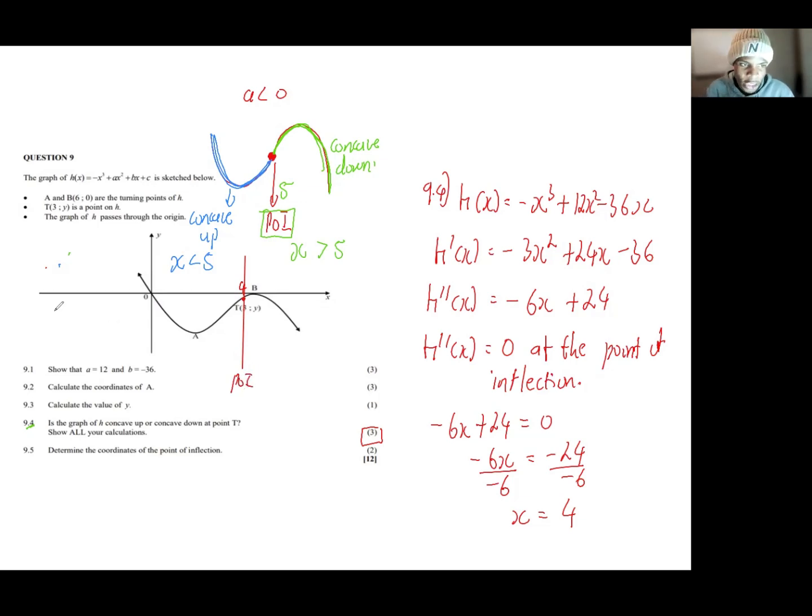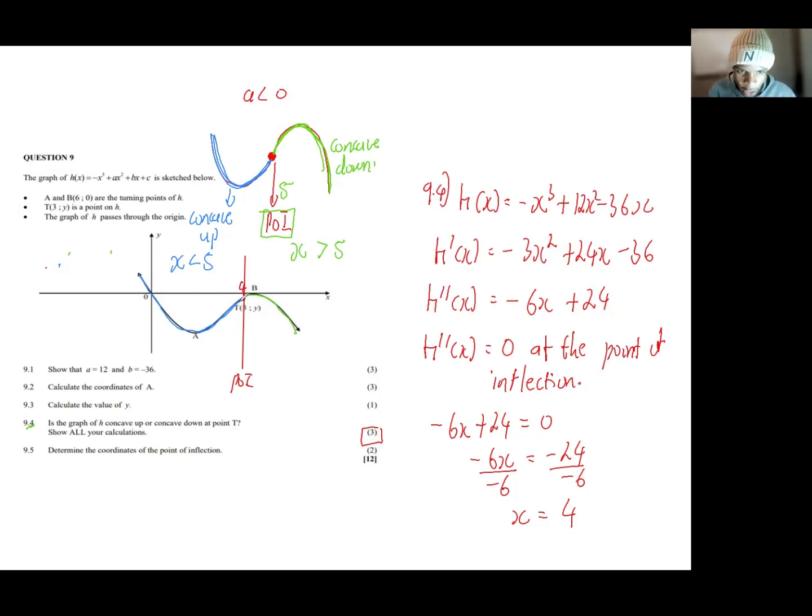But then we know the nature of this. It has to start from being concave up all the way up until what? The point of inflection. Then it's only after the point of inflection that it becomes what? Concave down. Now, this is just a matter of checking whether your point T appears on the blue or on the green. If it appears on the blue, then the curve there is still concave up. If it appears on the green, then at that point the curve is concave down.